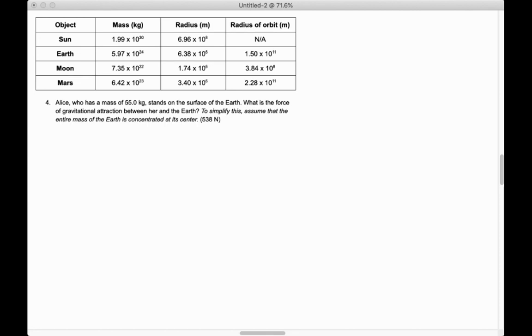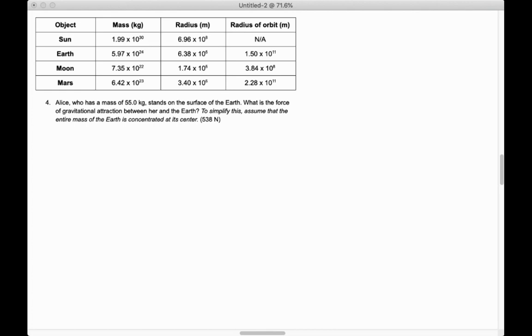This is chapter 13, homework 1, problem 4, and I'm going to show you a couple of things that will be very useful in doing all the problems throughout this chapter. So, how do we read a table like this? What does this actually mean? And how do we do scientific notation in the calculator? So, let's get started with that.